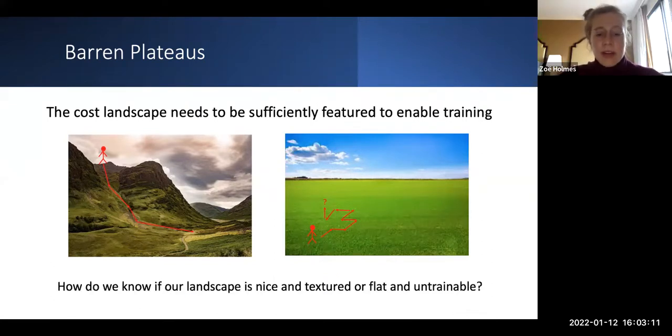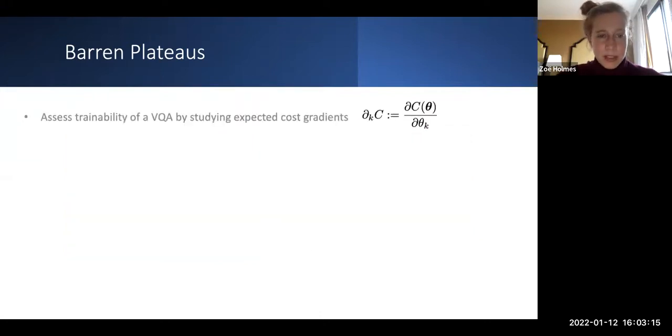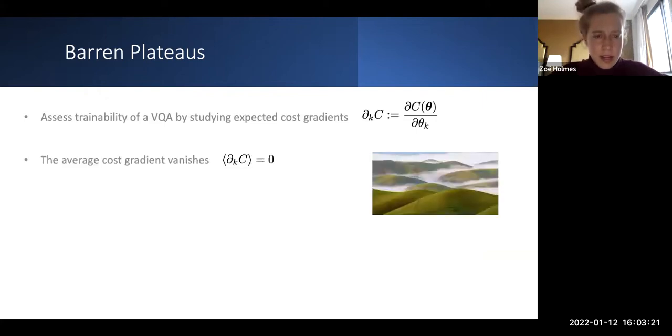Okay, so how do we know if our landscape is nice and textured or flat and untrainable? Well, we can assess the trainability of a variational quantum algorithm by studying its expected cost gradients. It's pretty straightforward to show, for the type of ansatz that I showed at the start, that your average cost gradient is going to vanish. That is, your cost landscape is unbiased. What goes down must come up.